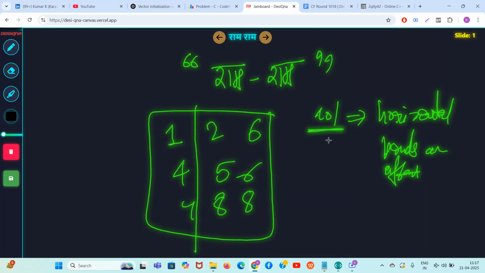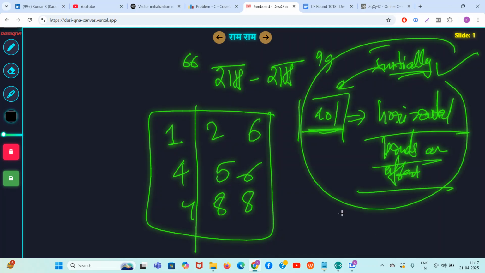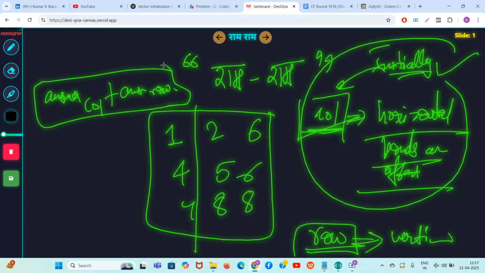So what will you do? You will only do column operations. Initially, what will you do? Only column operations, and you will try to solve all the horizontal bonds. Once this task is achieved, what will you do? Row operations, and you will solve all the vertical bonds. Whatever answer you got for column operation, add it with the answer you got for row operation, and the problem is solved. You can deeply analyze this.